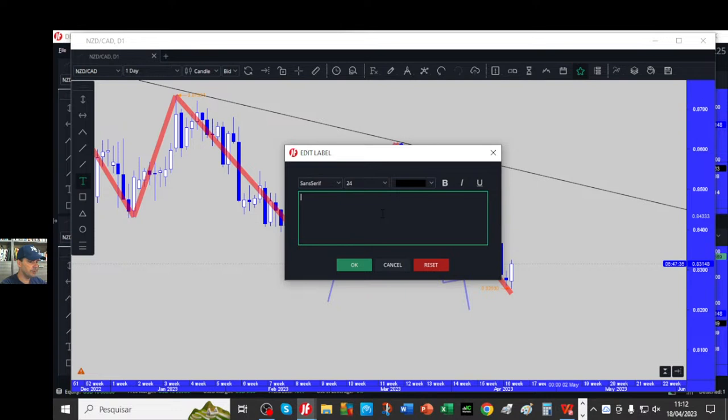Okay, if you go short, where is the stop loss? And if you go long, where is the stop loss?